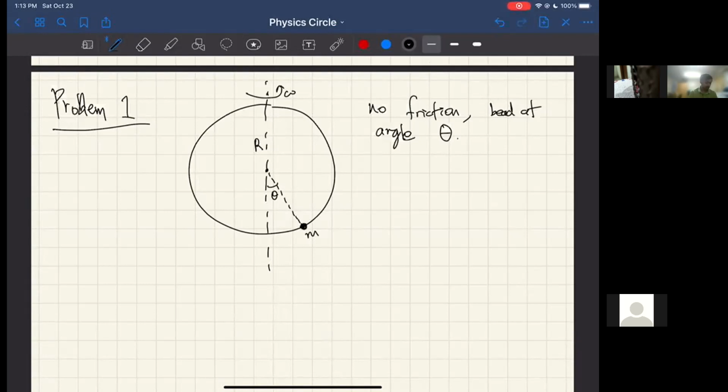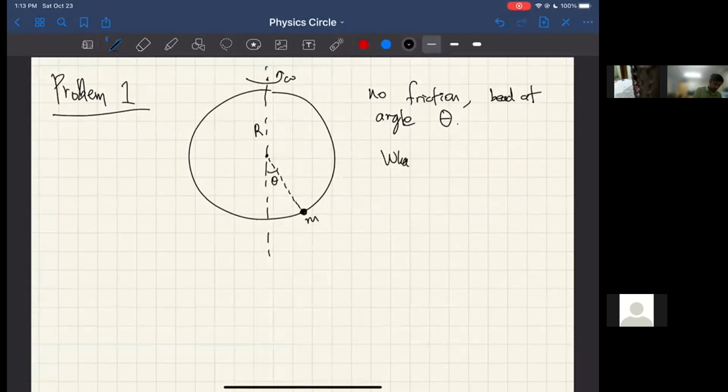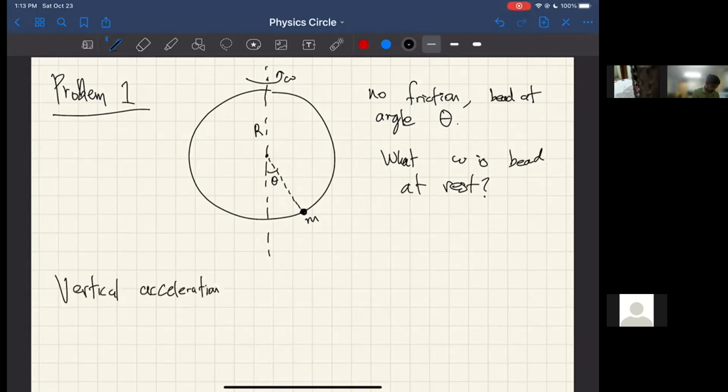All right. So note that the vertical acceleration of the bead is what? Can somebody tell me what the vertical acceleration of the bead is?